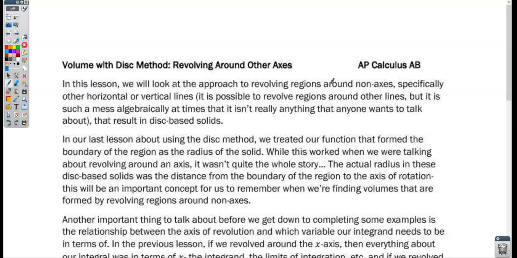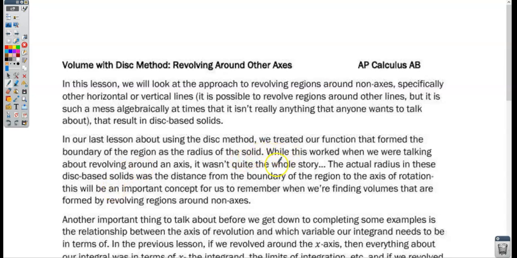And I mention here in parentheses, it's possible for us to revolve regions around lines other than horizontal or vertical ones. But it's such a mess algebraically that nobody really even talks about doing it. Realistically, we could do that, and it would just require some kind of transformation in the curves that we're dealing with. Not something that we really want to talk about in this course. Let's see, second paragraph here.